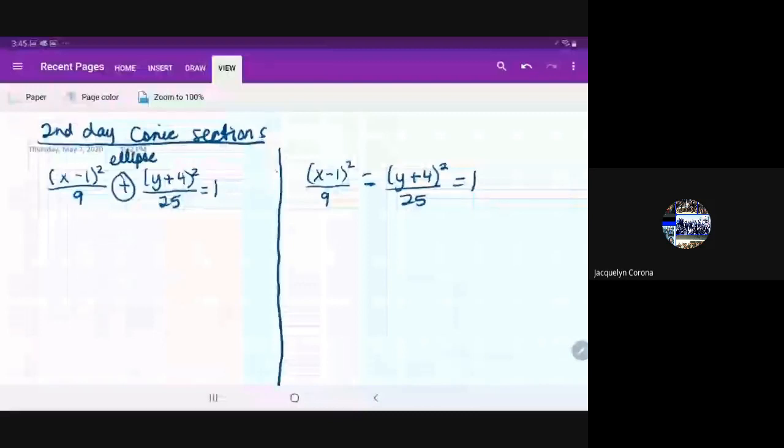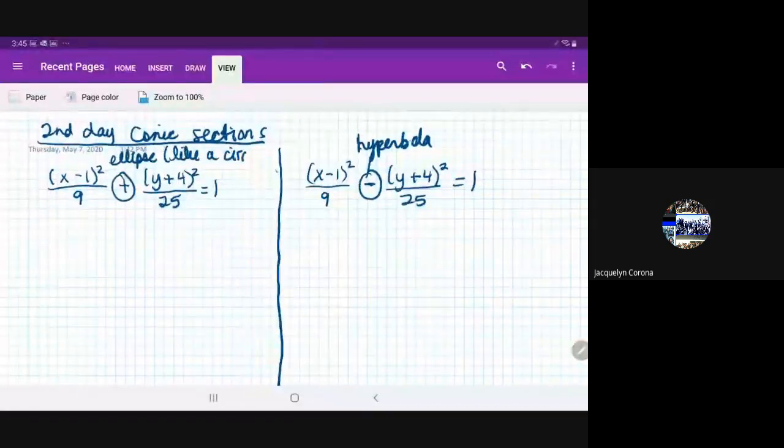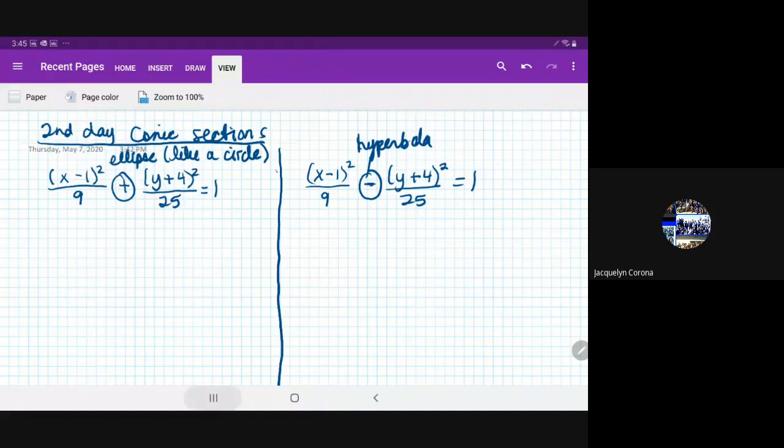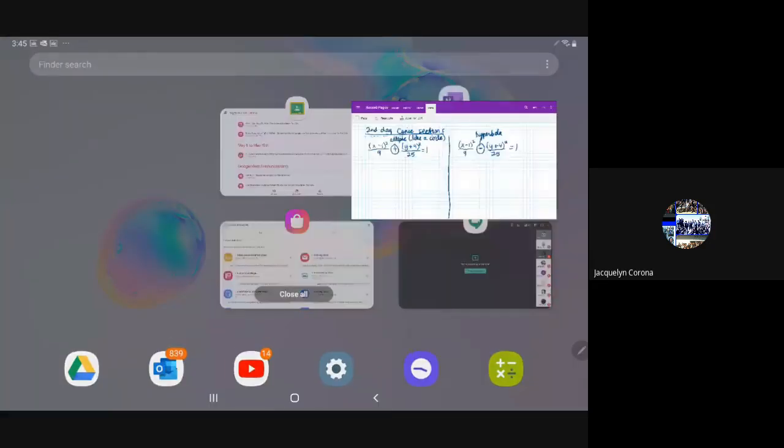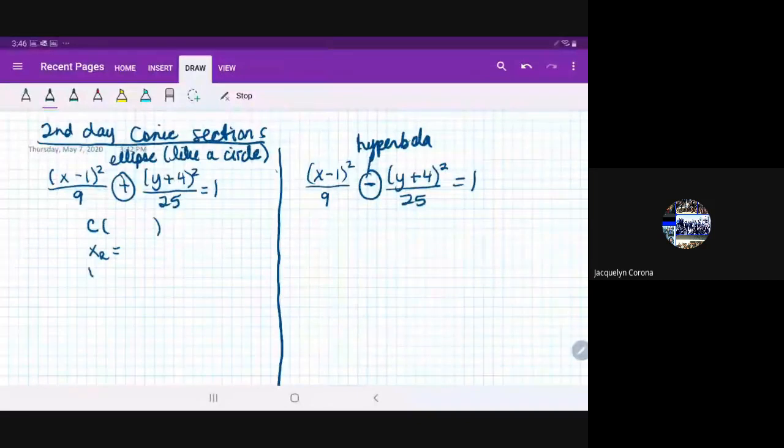And the minus is going to mean it's a hyperbola. And we didn't do that one yesterday or 2 days ago. Hyperbola. So an ellipse is like a circle, and a hyperbola kind of looks like two parabolas. Okay, so what we did before on the ellipse is we found the center, and then we found the x radius, and we found the y radius.